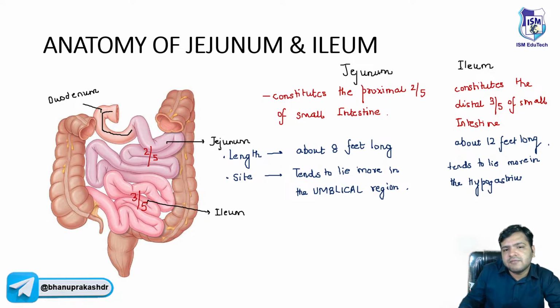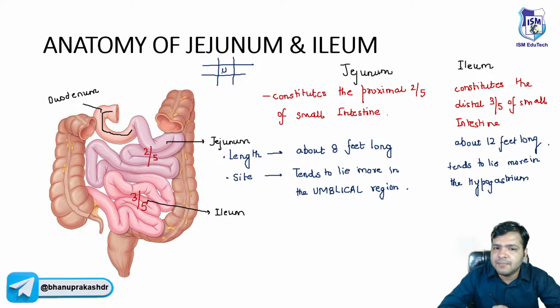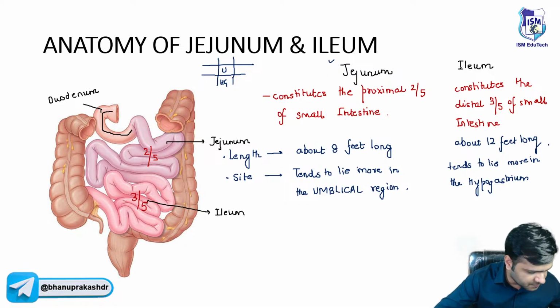You are very well aware, beta, that we have 9 regions of the abdomen. What is the middle one? The umbilicus. So in the center we have the umbilicus. Most of the jejunum is in the umbilical region, and below the umbilicus we have the hypogastrium. So the ileum tends to lie more in the hypogastrium part. I hope these points are clear.